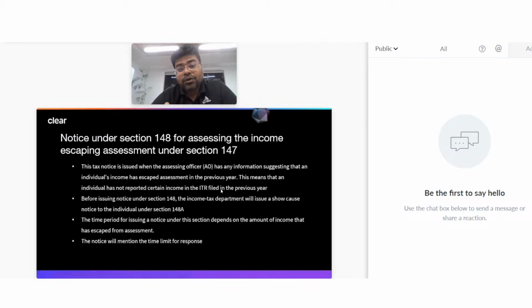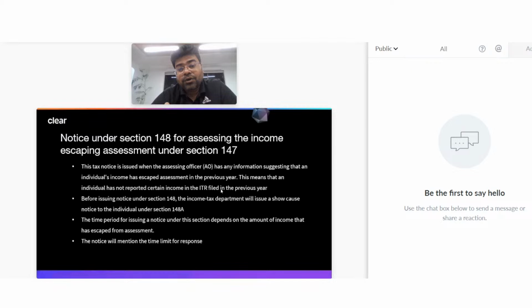What they will do is start the process on their own, suo motu, and based on the information they have, they will complete the assessment, which is called best judgment assessment under section 144. The department may slap you with a tax demand coupled with interest, coupled with penalty, and income escaping assessment. If that happens, then the penalty can be as high as 200% of the tax due, right?